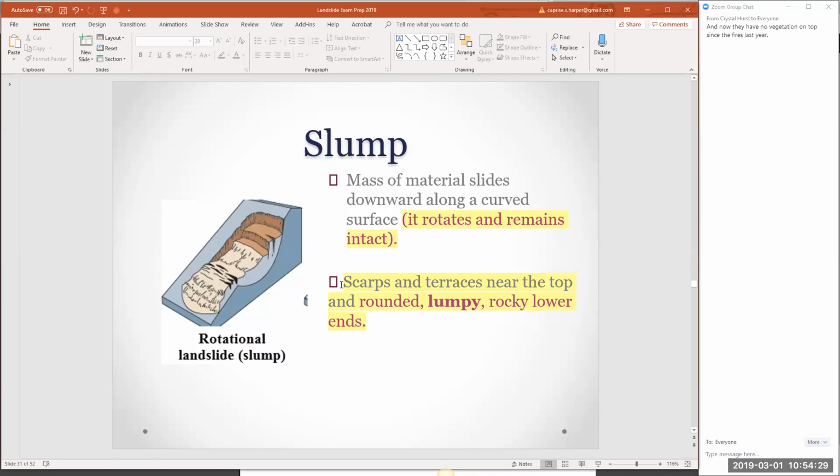And to describe it, we would see scarps and terraces. Scarps are these cuts. These we would call the scarps. We do the same thing with fault scarps. It's where there's been a rip in the surface. And the terraces are these flat areas. So we would see scarps, terraces near the top, and then rounded, lumpy, rocky ends like this.